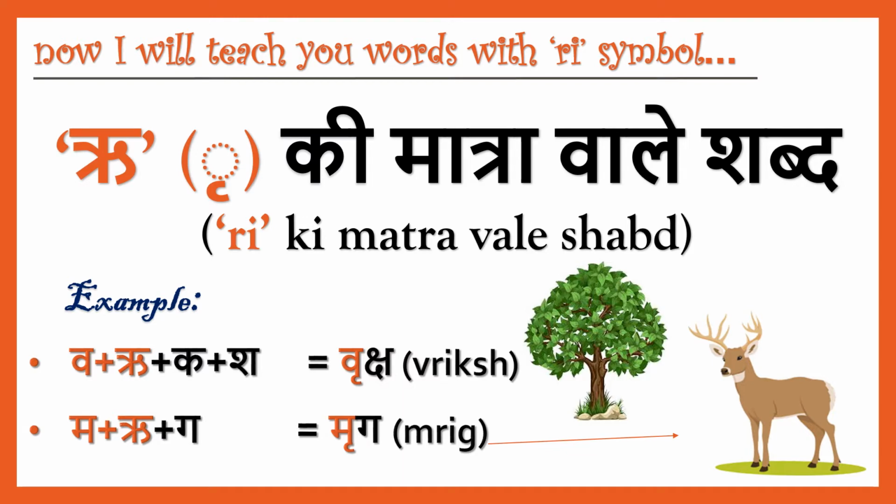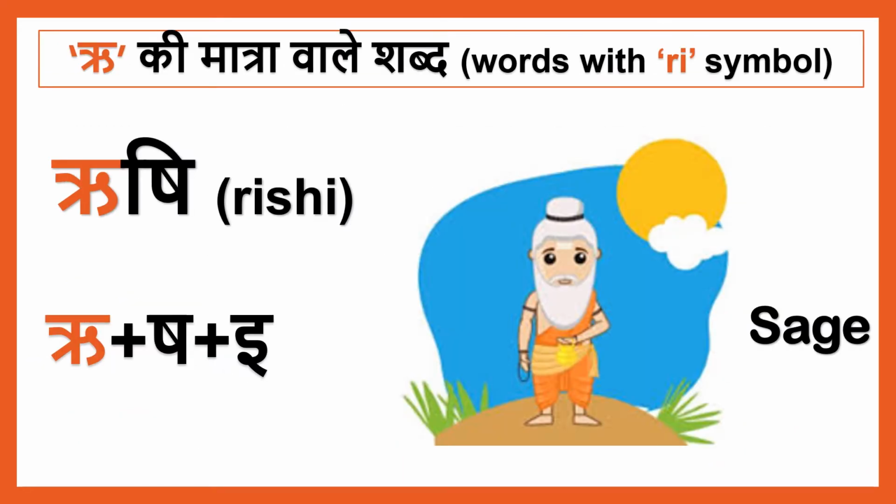Re की मात्रा वाले शब्द. For example, v plus re, vri, ka, sh, ksha. Vriksh. Vriksh means tree. Ma plus re, mri, ga. Mrig. Mrig means deer. Let's begin with some words and their pronunciation, and you can see the picture also.